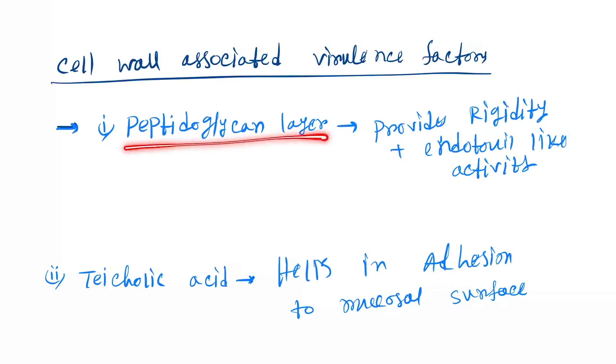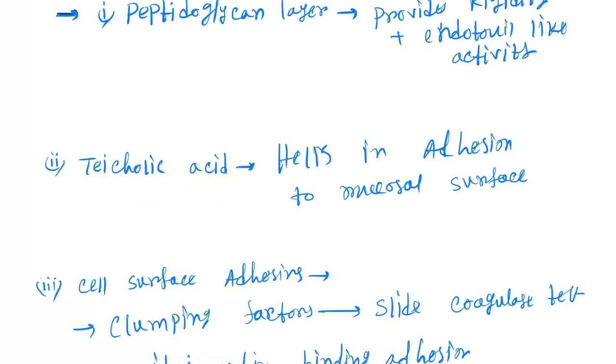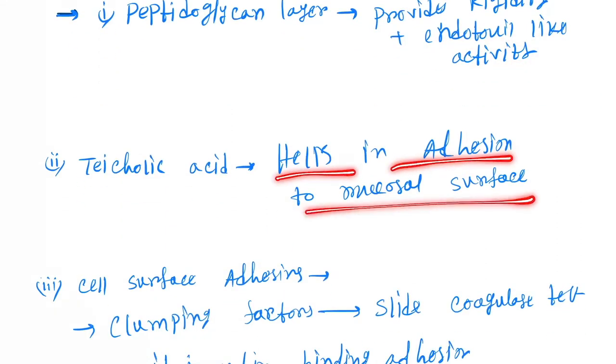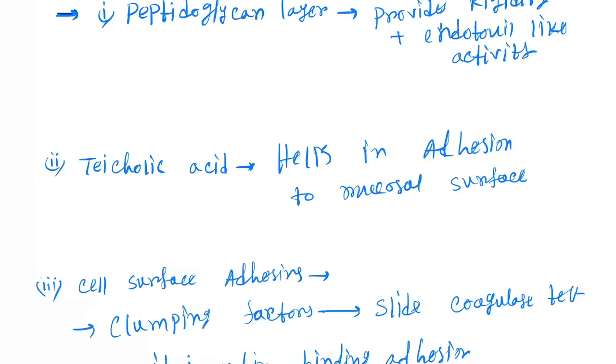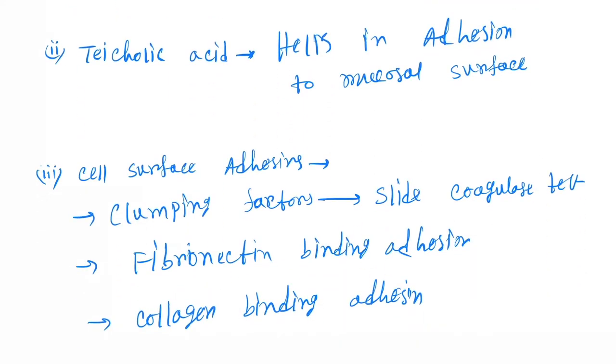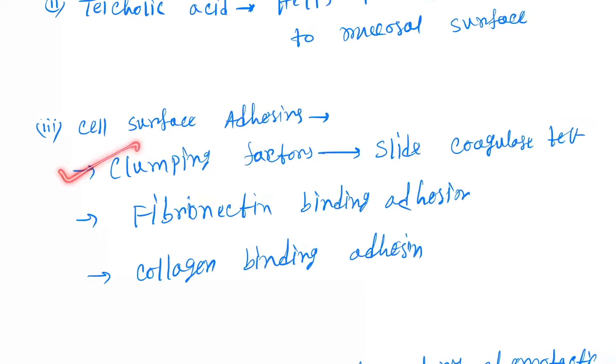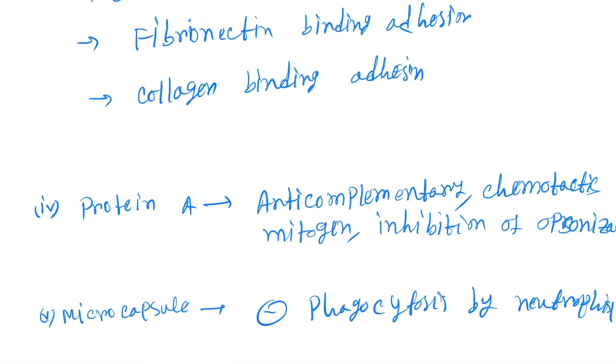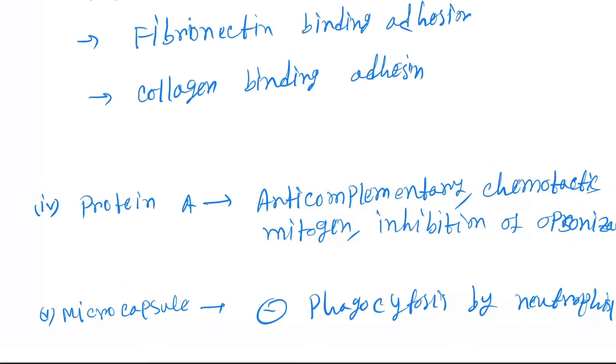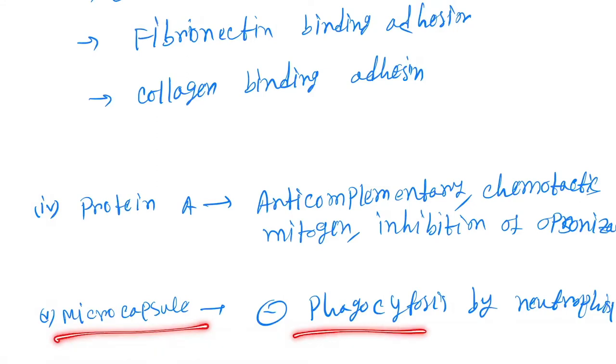The first one is the peptidoglycan layer, which provides rigidity and endotoxin-like activity. Next is teichoic acid, which helps in adhesion to mucosal surfaces, and it inhibits opsonization. Next is cell surface adhesins. There are clumping factors, fibronectin binding adhesin and collagen binding adhesin. Remember, the clumping factor is responsible for the slide coagulase test. Next is protein A, which is responsible for anti-complementary, chemotactic, mitogenic activity and inhibition of opsonization. And the microcapsule causes inhibition of phagocytosis.